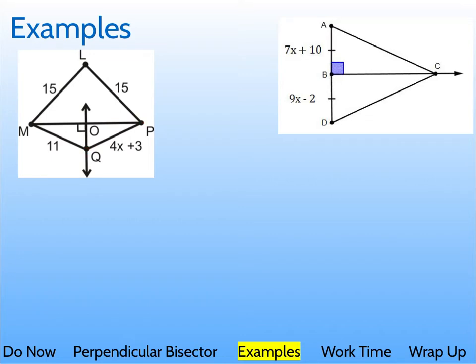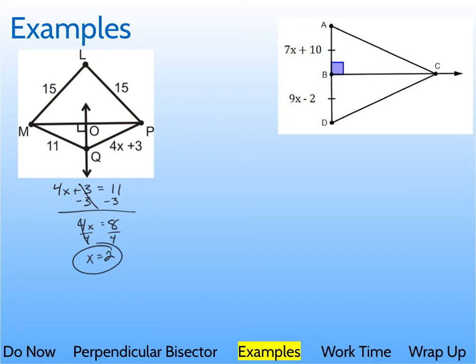So if we want to solve this problem, we're just going to need to set 11 equal to 4x plus 3, because they're the same distance away. So we have 4x plus 3 equals 11. Solve this, just subtract 3. Those cancel. We get 4x equals 8. Divide by 4. And x equals 2 in our case.